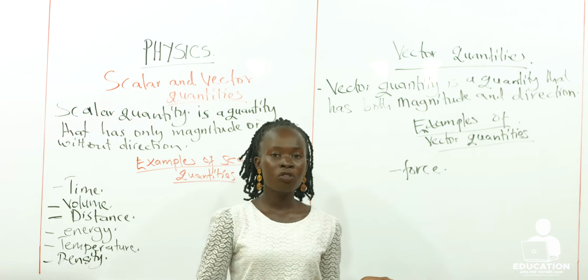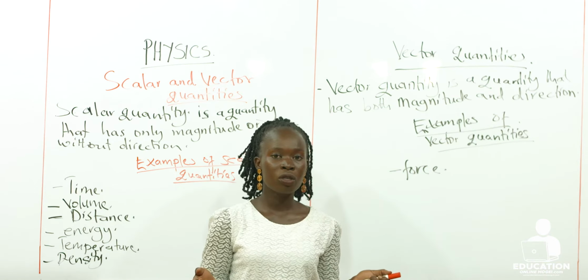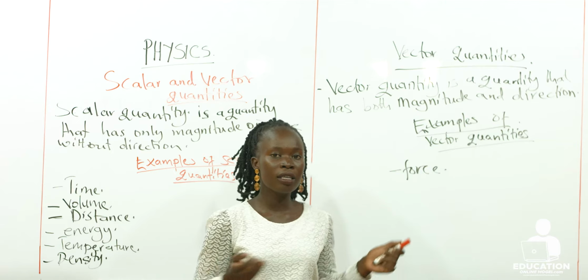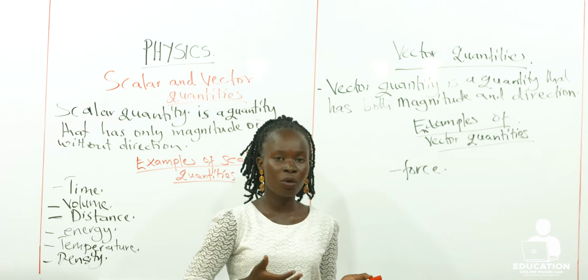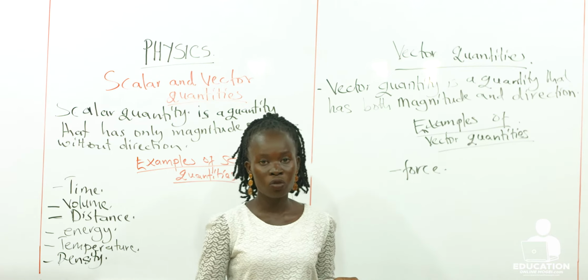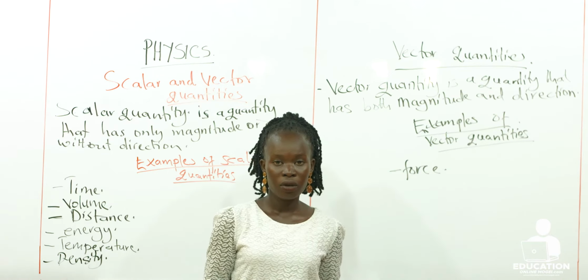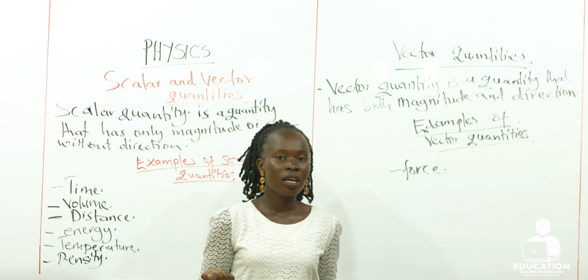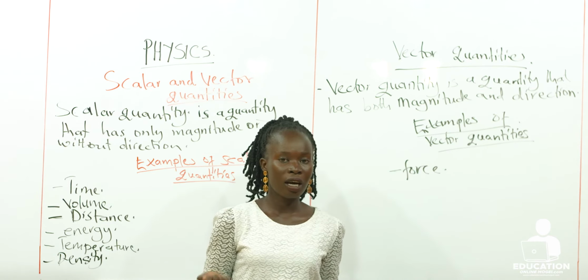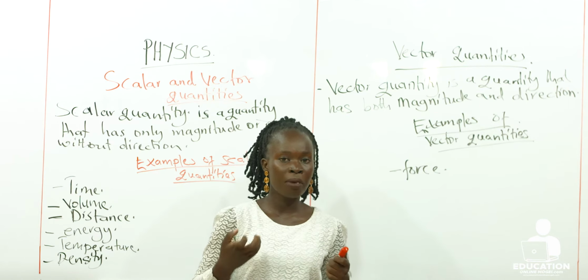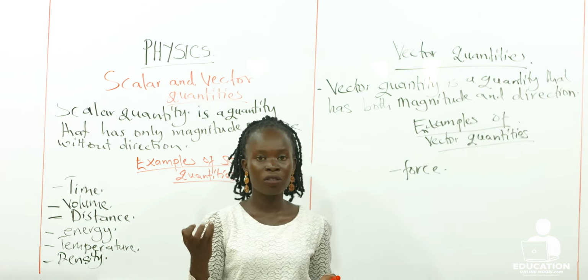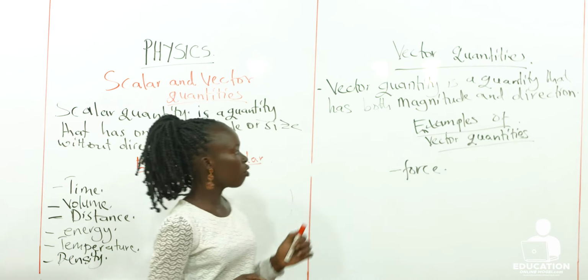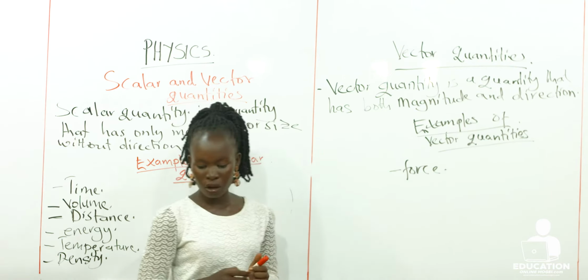So that force you're applying is the amount. It has the size because you measure how much you need to apply in order to pull the cow. And to what direction are you pulling the cow? That means the force you've applied has a specific direction that it is taking. So that is why our force becomes a vector quantity.